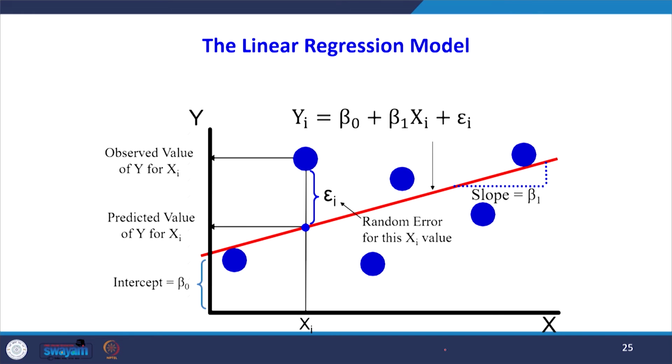Now, look at the linear regression model. The beta 0 represents the y intercept. This epsilon i represents the error term. What is the error term? The difference between the actual value and the predicted value. And this red line shows the regression model, and the slope is this beta 1.